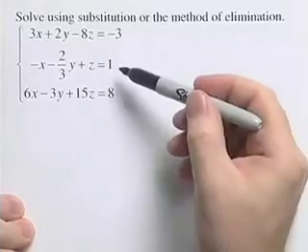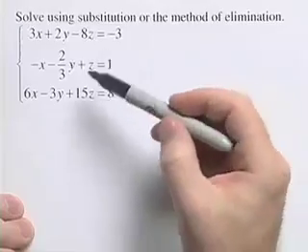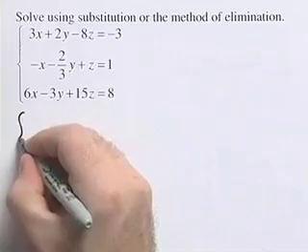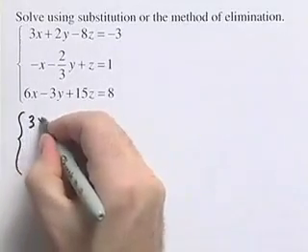First thing we'd like to do is, here in equation 2, get rid of the fractions so we can work with integers. To do that, we're going to multiply this equation by 3. That'll give us an equivalent system. We're not changing the first or third equations, so we rewrite those.